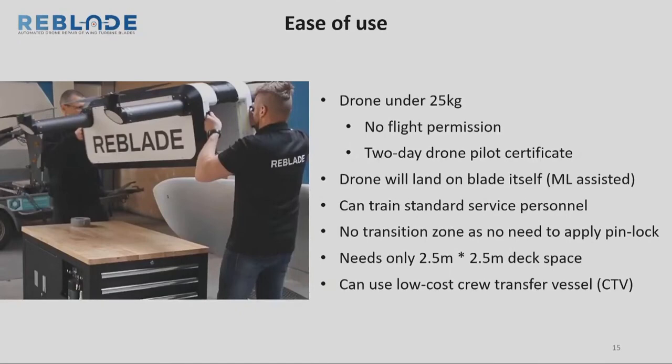As I said before, the drone actually lands on the blade itself. In the future, we'll probably embed software that other people have developed so it can actually take off and land and do the whole operation on its own. There's already systems that do that. You can train just standard service personnel. So we're not going to operate this ourselves. We're going to let other service companies do it, and you don't need to have any special qualifications for it.